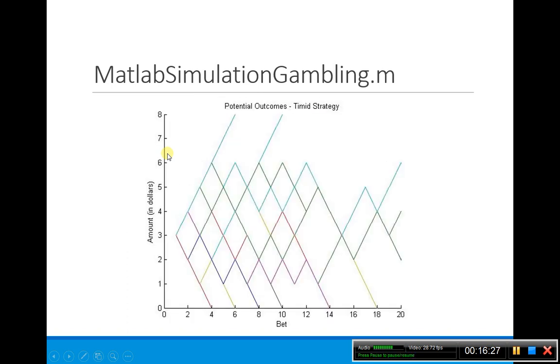So to see these plots, here I have different colors for different possibilities. So here is one possibility. This is this green one. So I start with $3. I can go up here to 4, to 5, to 6, to 7, to 8. So this would be really lucky, right? So this would be the unlucky one. So I could go from 3 down to 2, down to 1, down to 0.